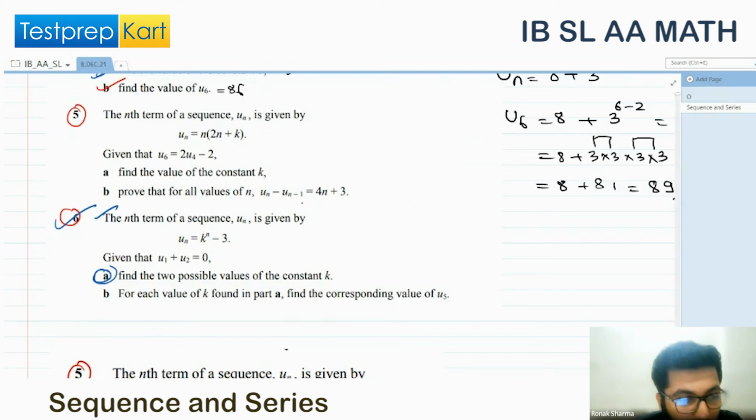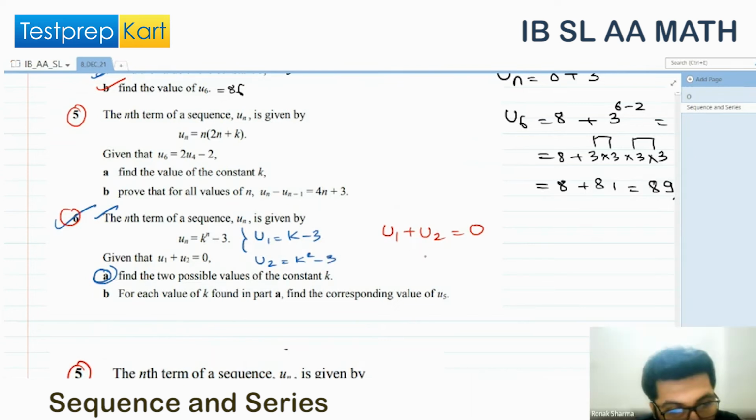See what we need to do here. Un is k power n minus 3, and they have given us u1 plus u2 equals 0. So what will be u1 here? Will it be k minus 3? Yeah. And u2 will be k square minus 3. So if I put them here, this will become k minus 3 plus k square minus 3. So are we getting a quadratic, which is k square plus k minus 6 equals 0?